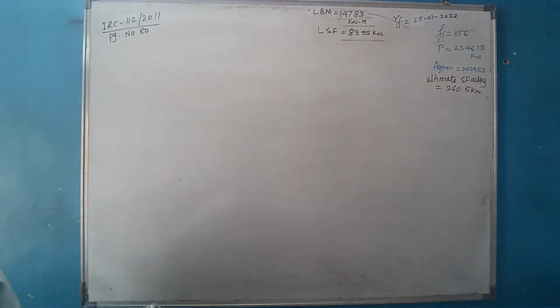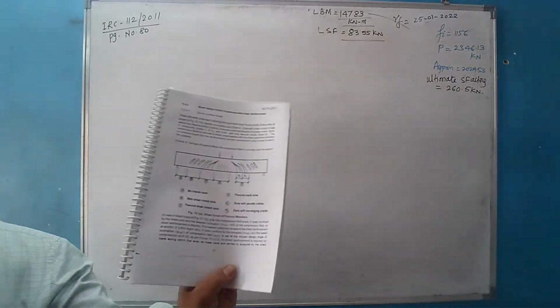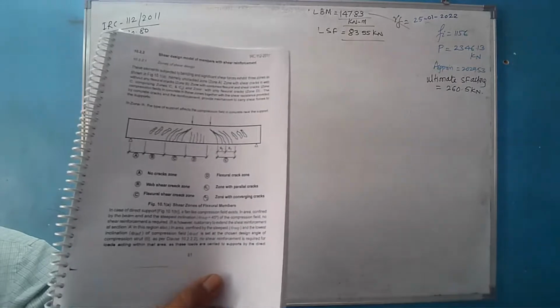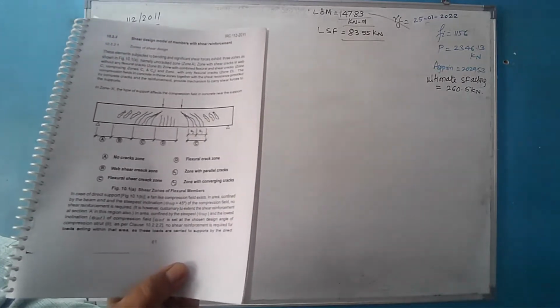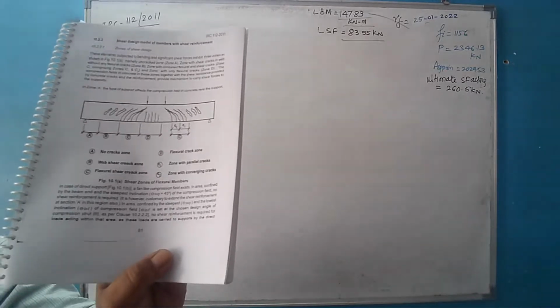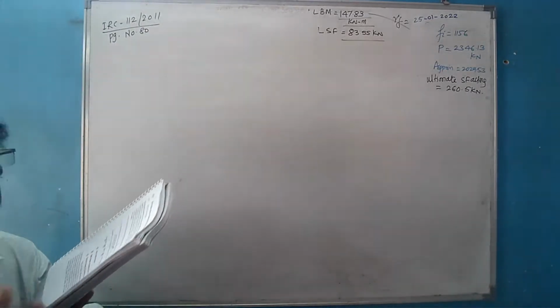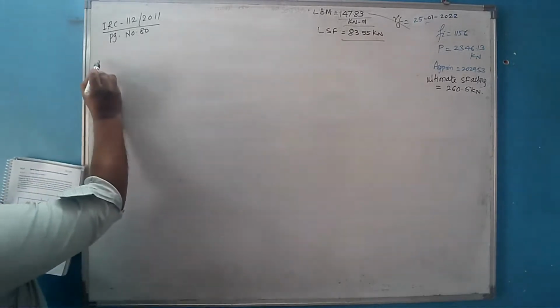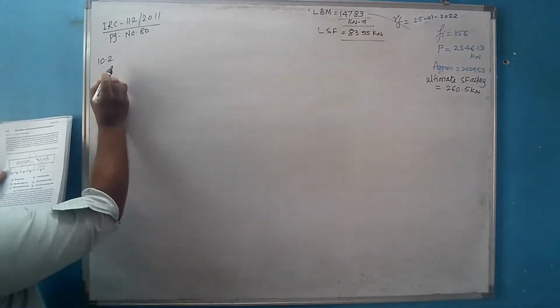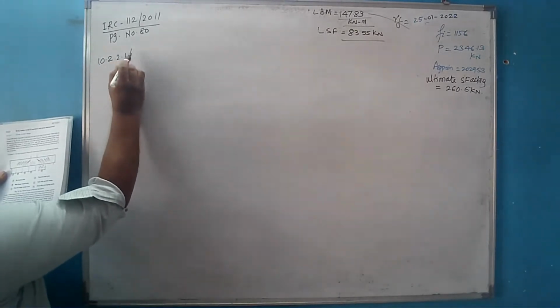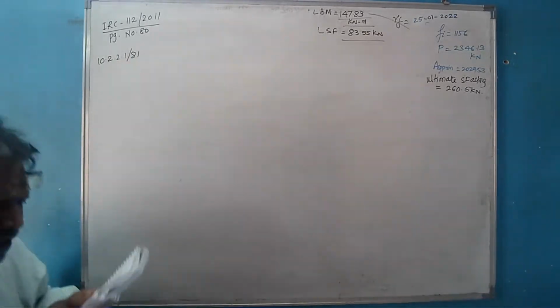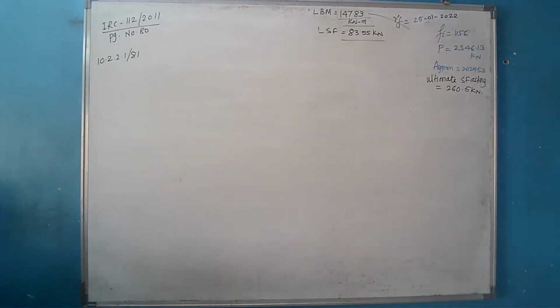और अगर आप पेज नंबर 81 रीड करते हो, आपके पास ये सब IRCs अवेलेबल रहना चाहिए. नहीं तो मैं यहाँ से रीड करते रहूंगा, आप कुछ रेफर नहीं करोगे. देयर इज नो सेंस इन दैट. इट इज ऑन पेज नंबर 81. 10.2.2.1 on page number 81. What is given here? Shear design model of members with shear reinforcement. 10.2.2.1 zones of shear design.